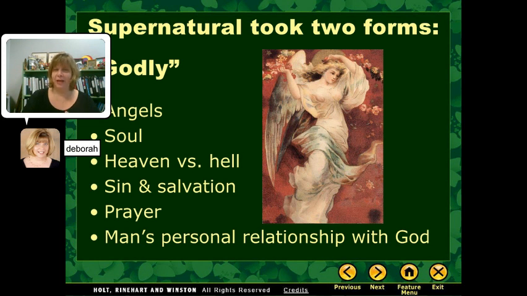Now, on the supernatural side, we divide it into two forms. The first is the godly form, and this is where you'll see an emphasis in the writing on all things that are sort of spiritual and religious. You'll see references to angels, to people's souls, heaven and hell, a concern with sin and salvation, prayer, and the idea of a personal relationship with God, not what the formal church tells you, but each individual's personal experience of faith.